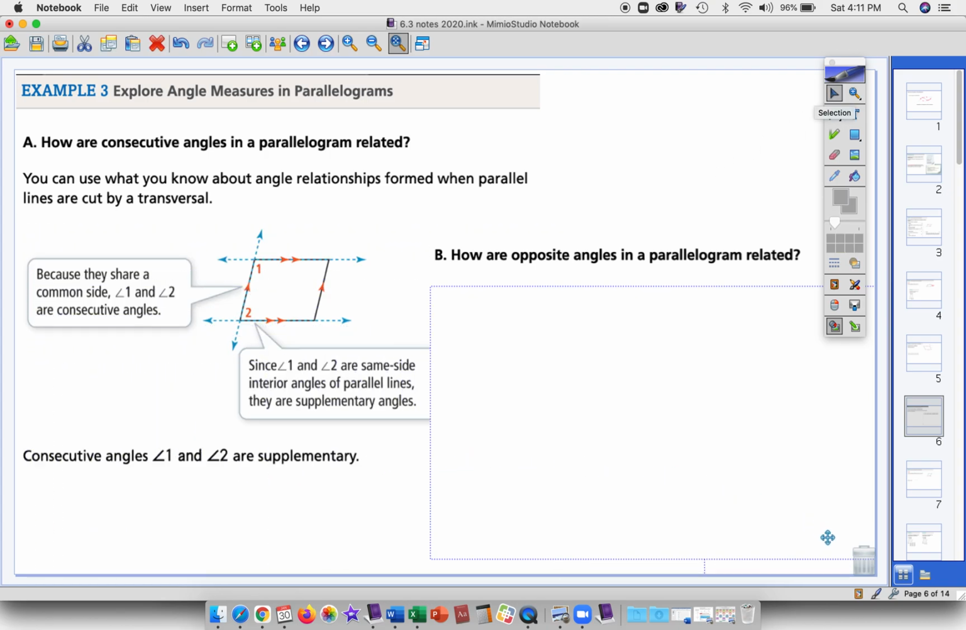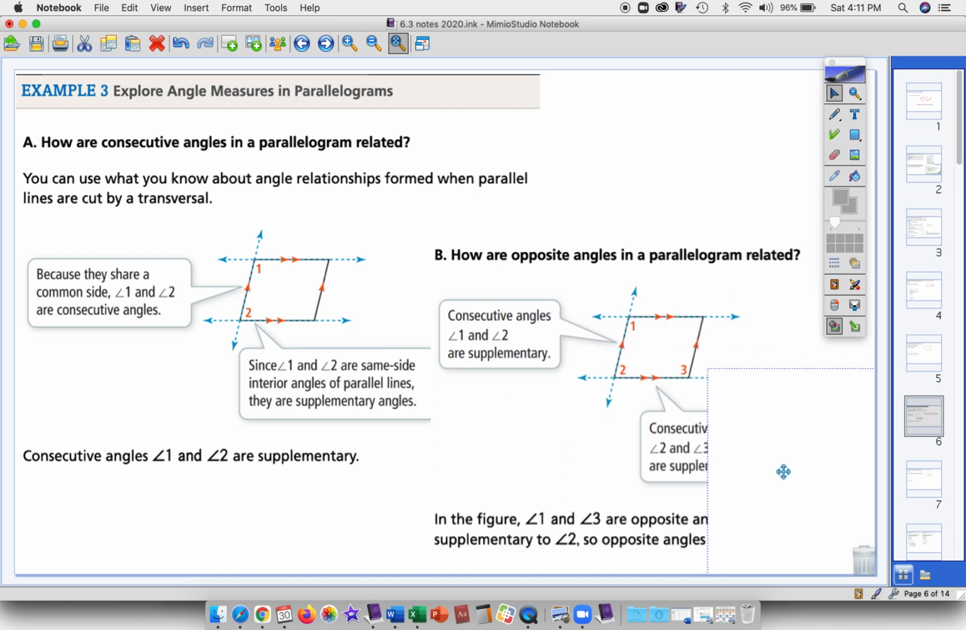Okay, for consecutive angles, they share a common side. Angles 1 and 2 are consecutive interiors, and we know that they are supplementary. For opposite angles, we can use our congruent supplements theorem. Since angles 1 and 3 are both supplementary to angle 2, we know that 1 and 3 are congruent. So it turns out that opposite angles have the same measure.